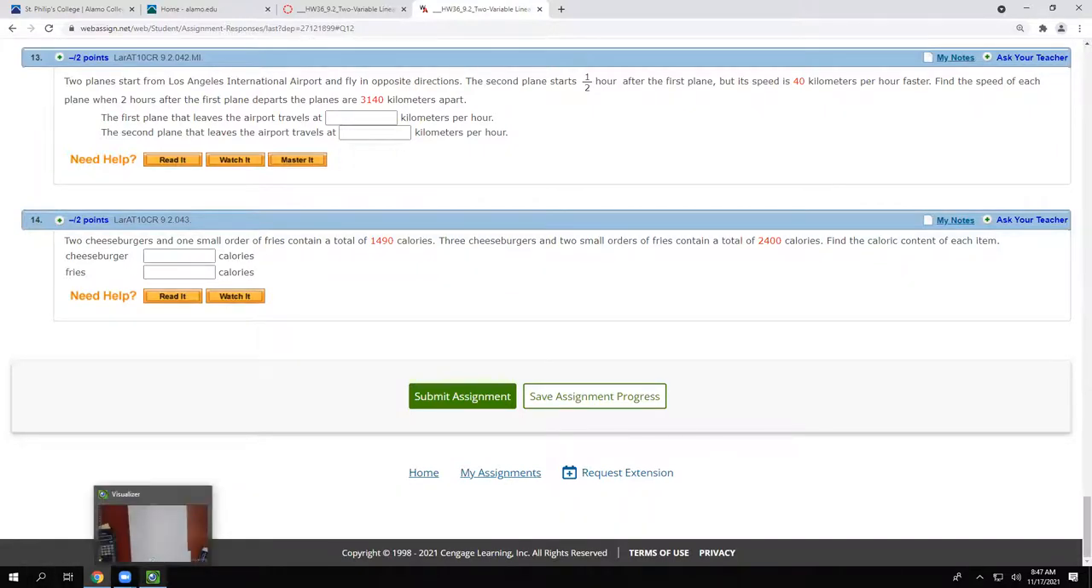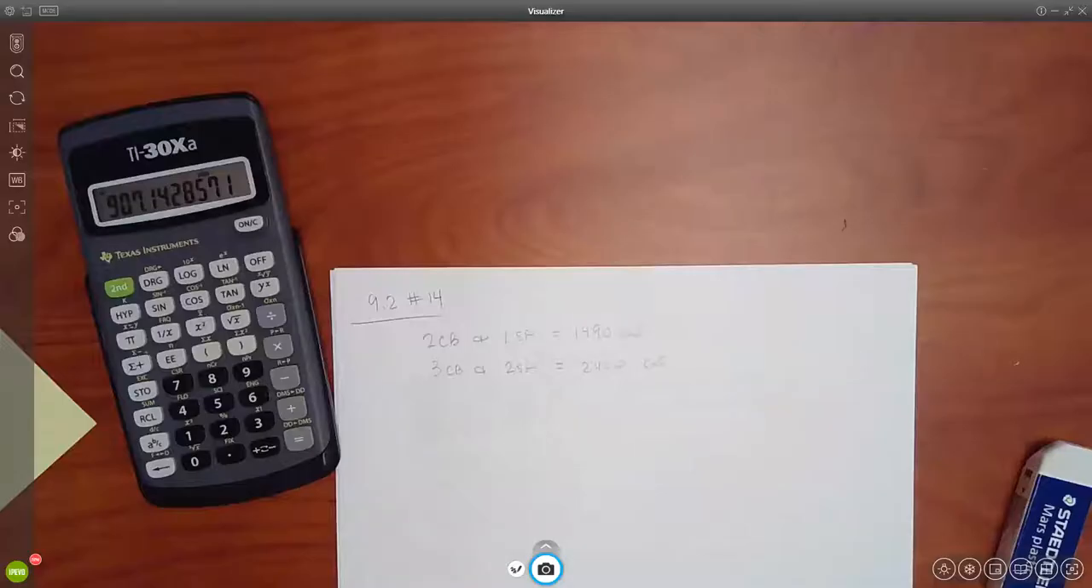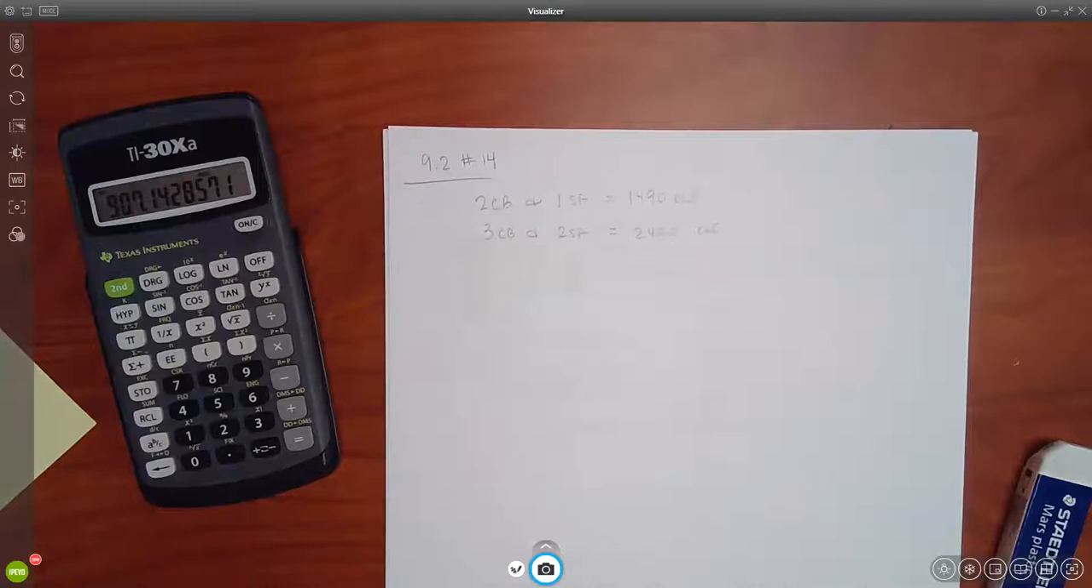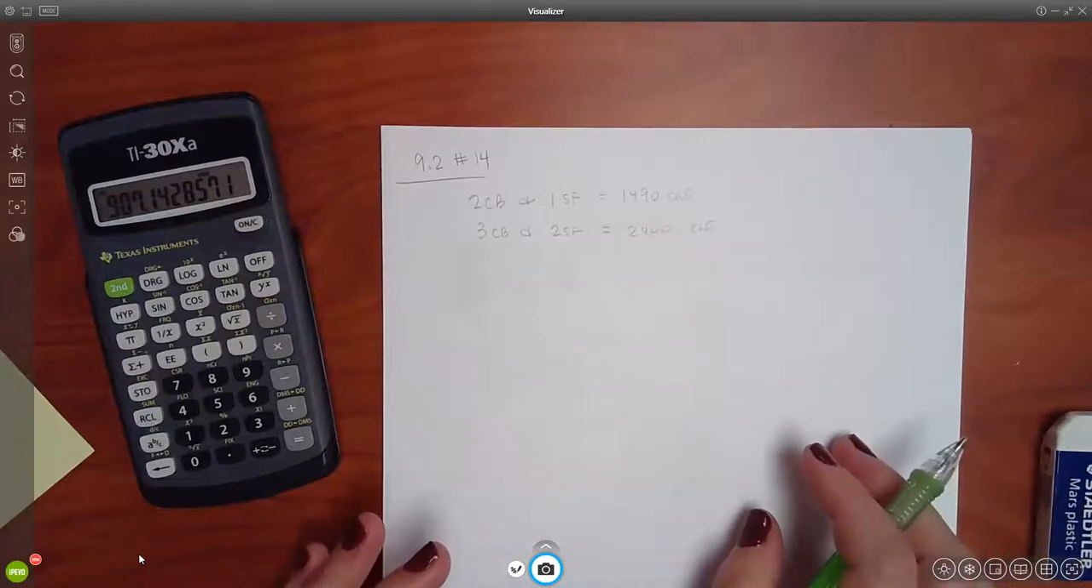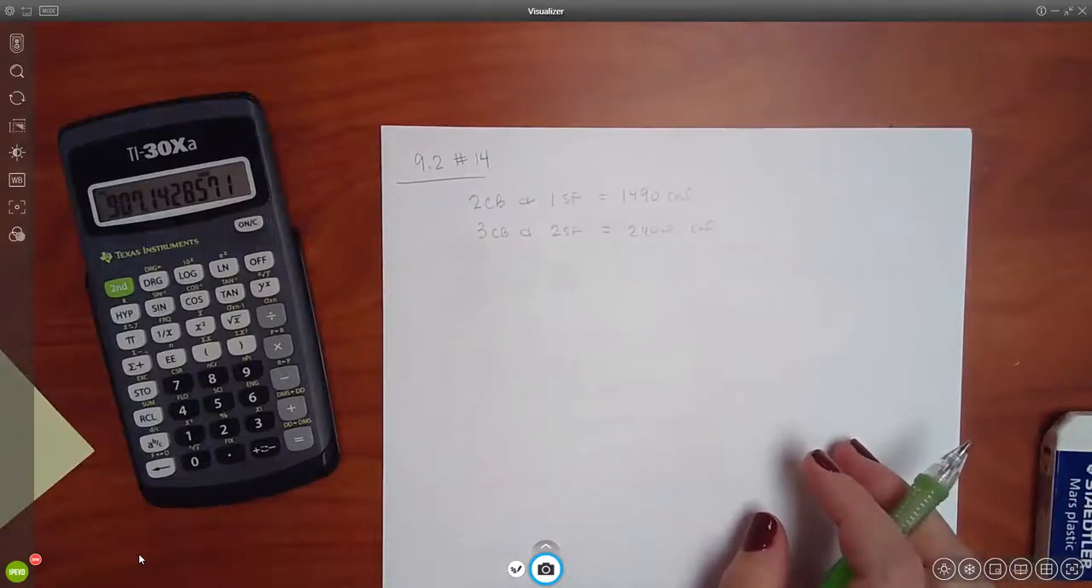Oh gosh, I don't remember these numbers. So it said two cheeseburgers and one small fry equals 1,490 calories. And then three cheeseburgers and two small fries is 2,400 calories. So I just wrote this down. I didn't even put it in equations yet, although I put equals, but it's not an equation. That's the and symbol. So if I put this in equations, we're gonna have to pick letters. I'm just gonna choose B and F for burgers and fries, okay?